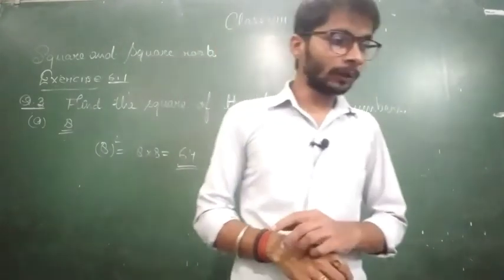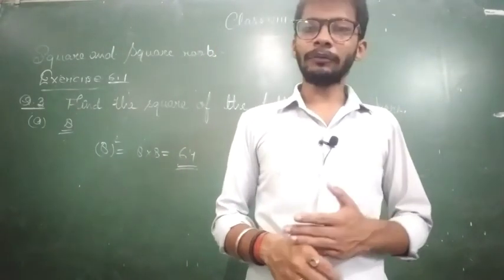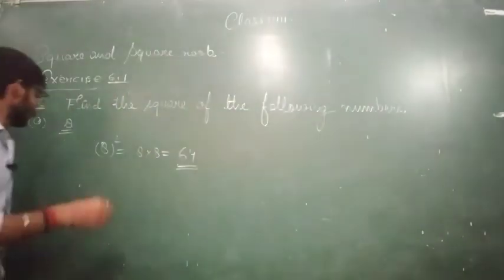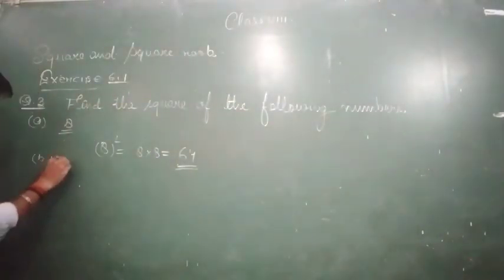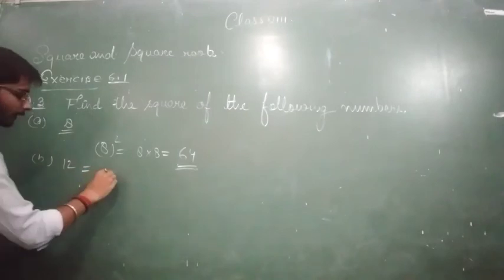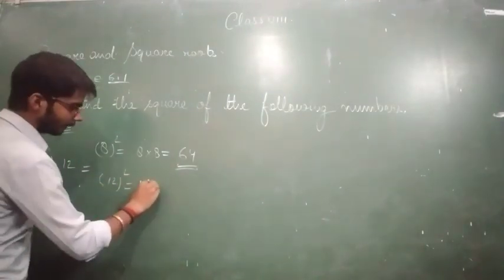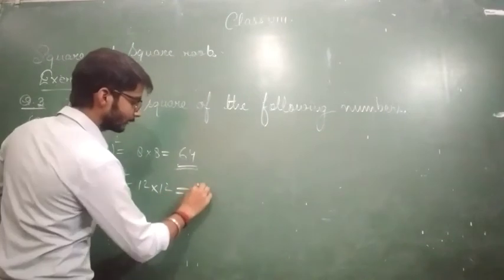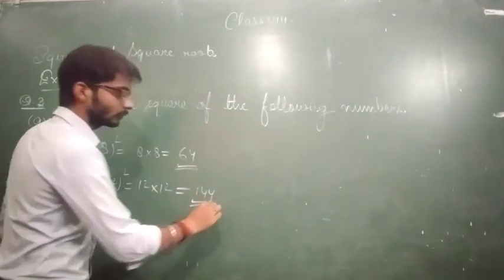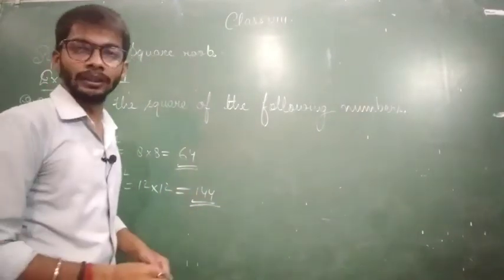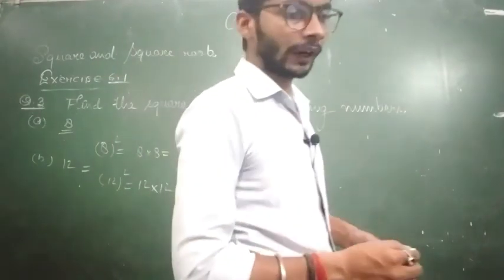So now come to the second part of this question, the 12. The square of 12 will be 12 multiplied by 12, and it gives 144. So 144 is the square of 12. So this is the way to find out the square of any number.